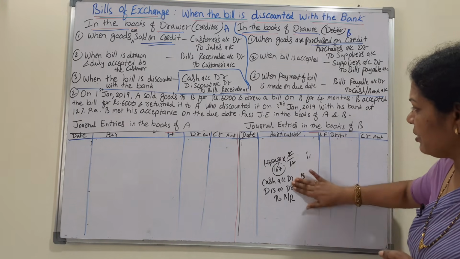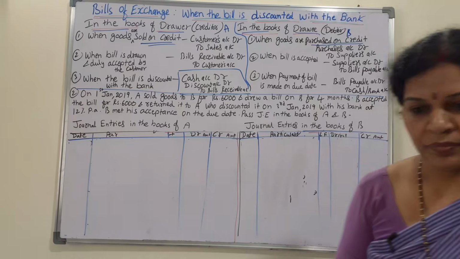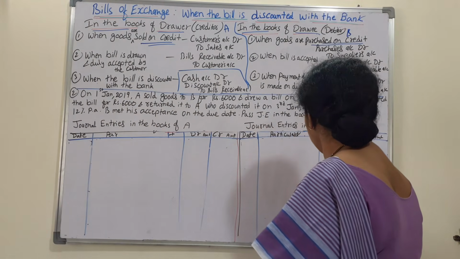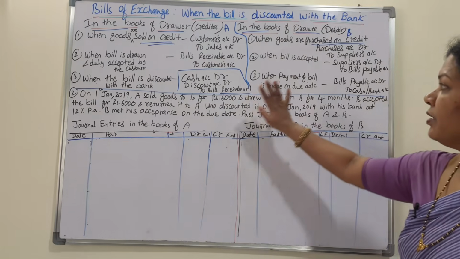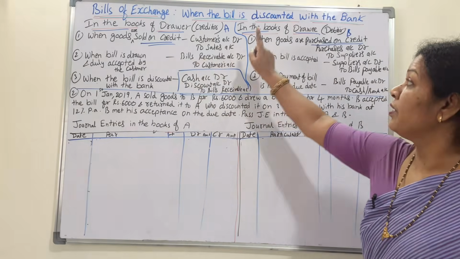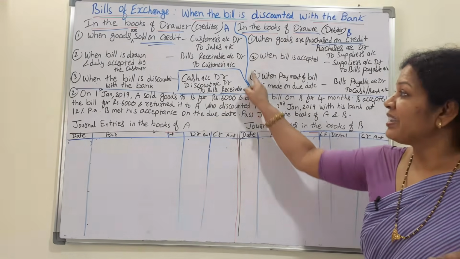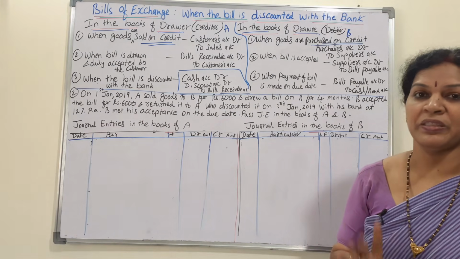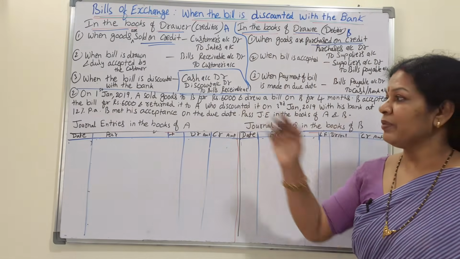So we'll work out a problem so that you'll get clarity. Now see, are you getting it? When the bill is discounted, it only makes a difference in the books of the drawer, the third entry: cash account debit, discount account debit to bills receivable account. Here nothing, same entries. Now we'll see through a problem.